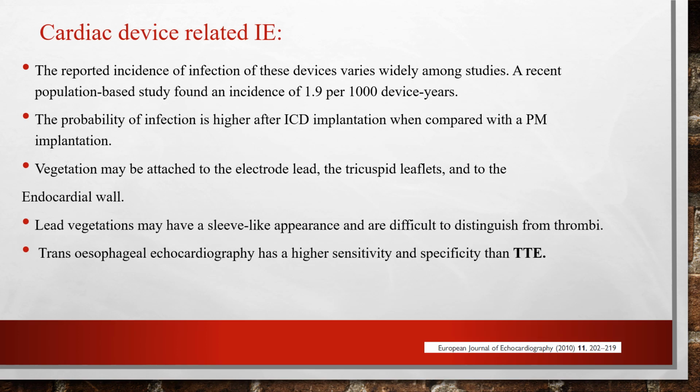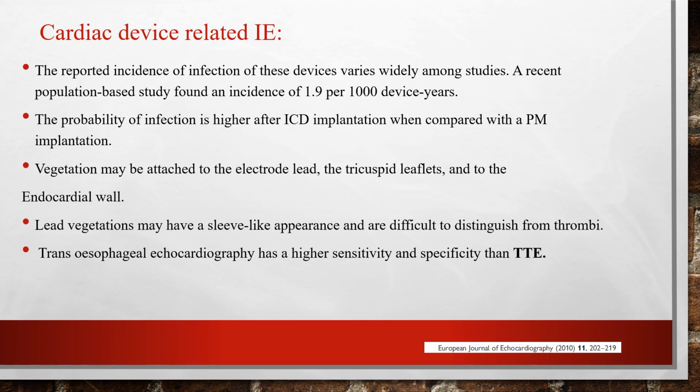Regarding cardiac device-related infective endocarditis, the incidence of infection of these devices varies widely among studies. A recent population-based study found that the incidence is almost 2 per 1,000 devices per year. The probability of infection is higher after ICD when compared with pacemaker. A vegetation may be attached to the electrode lead, the tricuspid leaflet, and the endocardial wall.